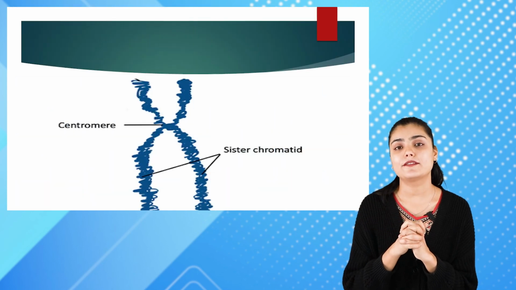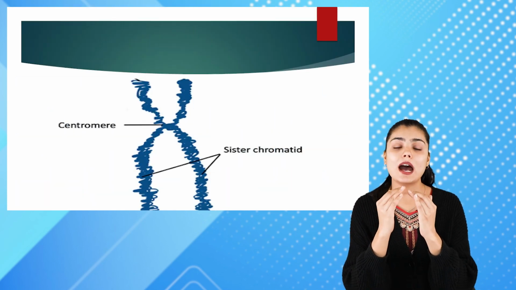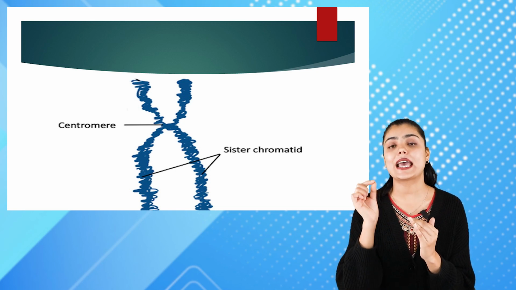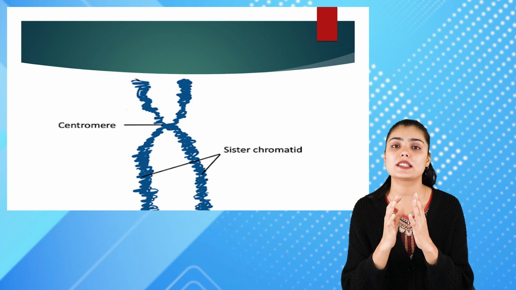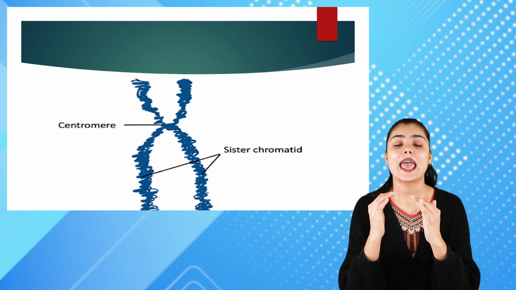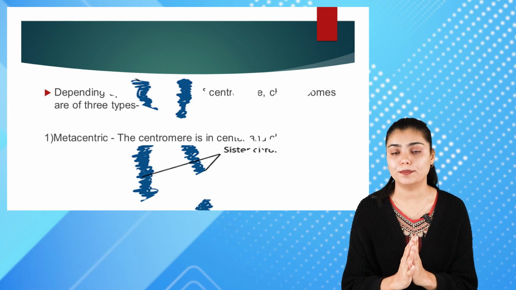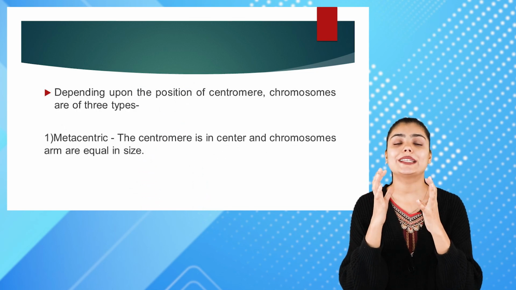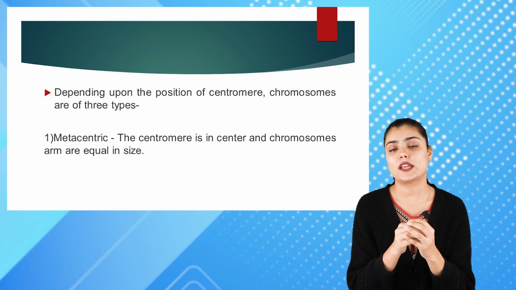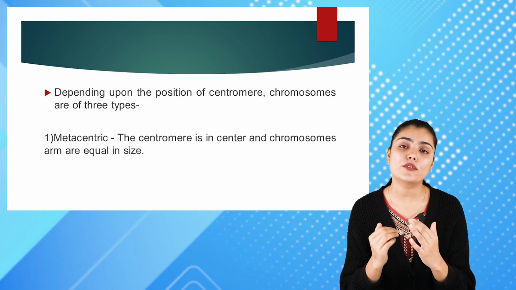Here on the screen, I have displayed a chromosome. The arms of the chromosome are called chromatids. So there are sister chromatids and there is a centromere. What is the centromere? The centromere holds the chromatids and forms the chromosome. So a centromere is a structure that holds the chromatids. Depending on the location of the centromere, there are three different types of chromosome.